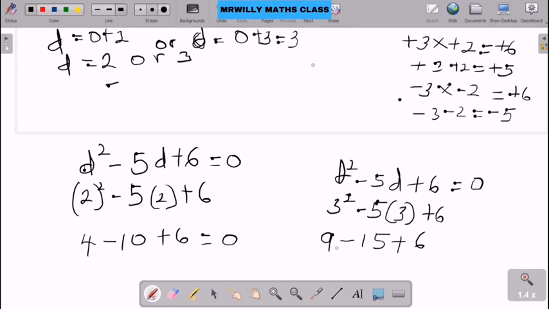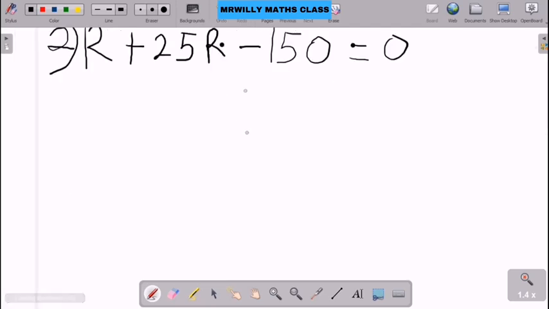Now, 9 minus 15. What is 9 minus 15? 9 minus 15 is what? Minus 6. Minus 6 plus 6, that will what? That will give you 0. Can you see that there? The 2 and 3 that we got, they are the right root for the quadratic equation. So let's go to example 2.